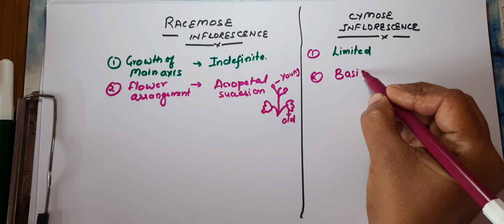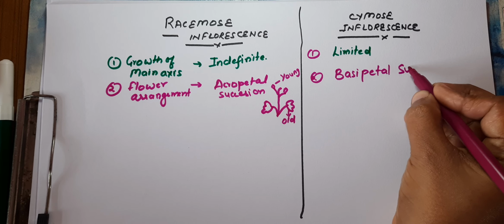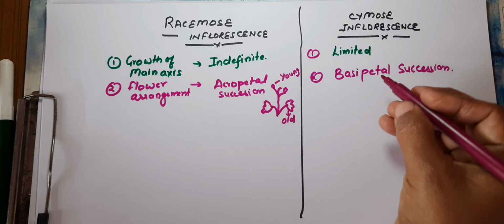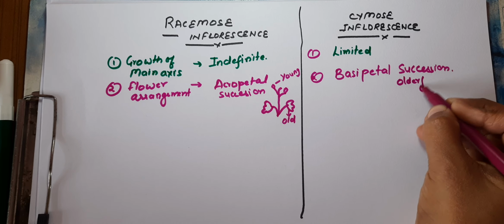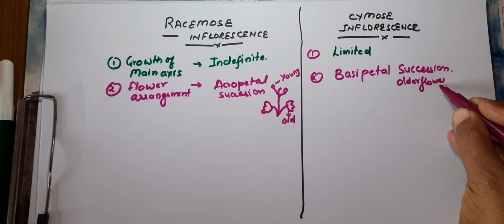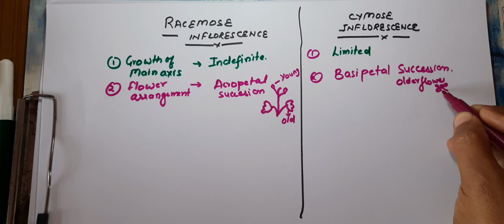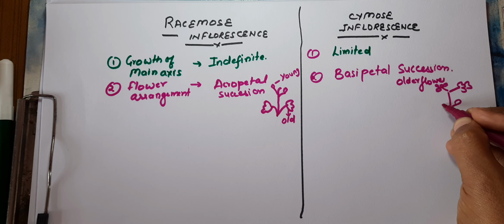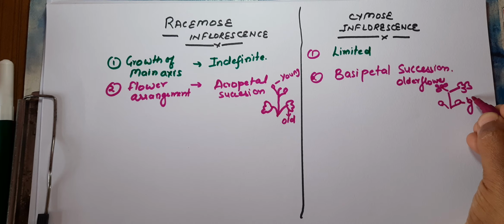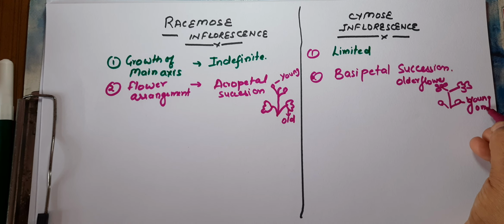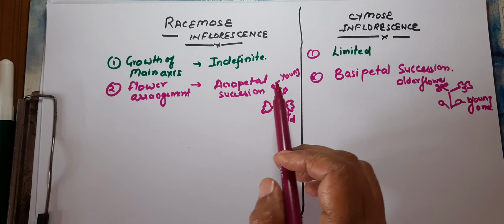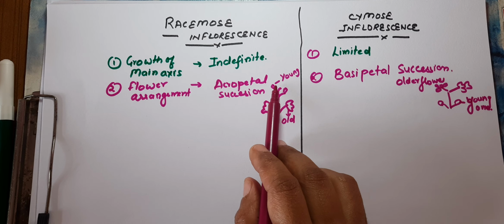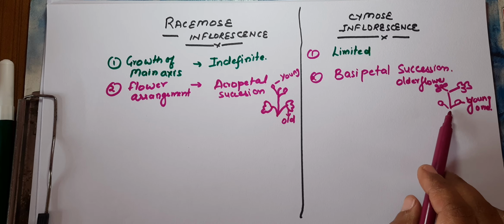Whereas in case of the Cymose inflorescence, the flowers are arranged in a basipetal succession. So this is opposite to the Racemose inflorescence: the older flowers are at the tip, at the top, and the young ones are at the base. So you understood the flower arrangement. The acropetal succession will show the younger ones at the top, whereas the basipetal succession will show the younger ones at the bottom.